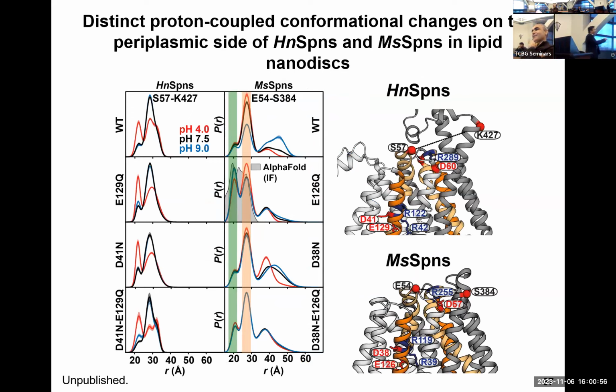So all right, on the periplasmic side, for HnSpns, we cannot detect conformational changes. We had that recoupling that we mentioned, but in the case of MsSpns, it's strongly coupled. So basically, E126Q closes the periplasmic side between TM1 and TM11, the gate, and D38N opens it up, and D38N is the dominant one between them.